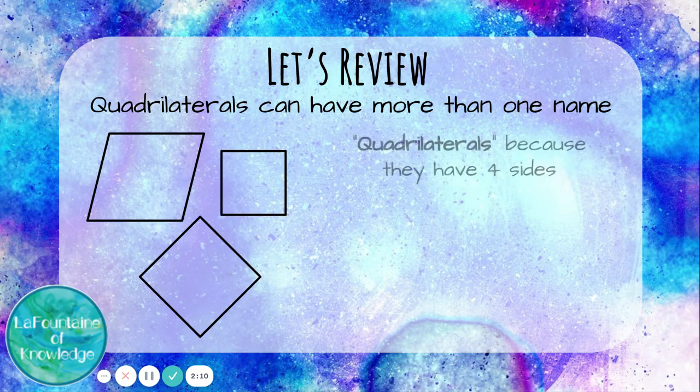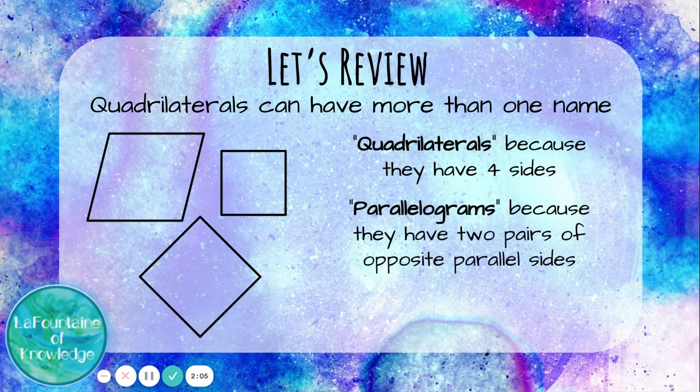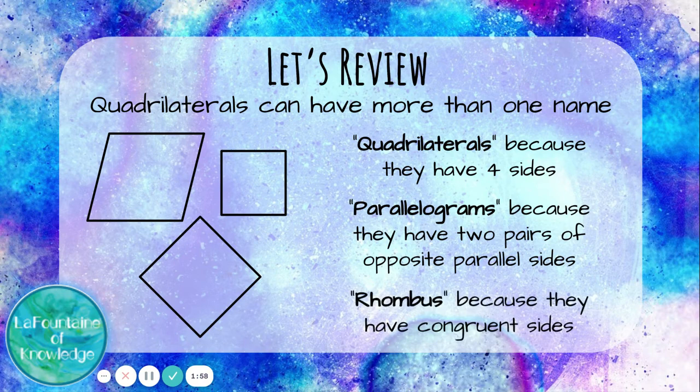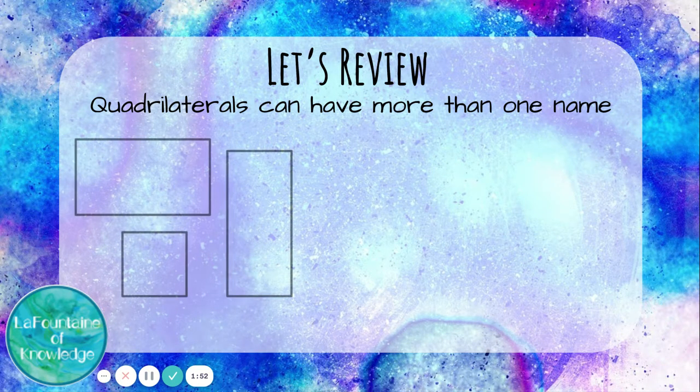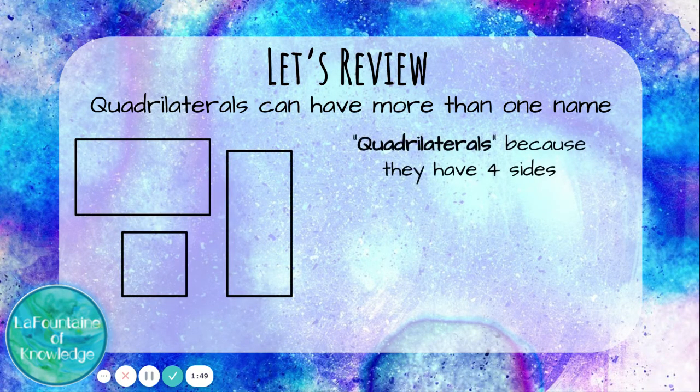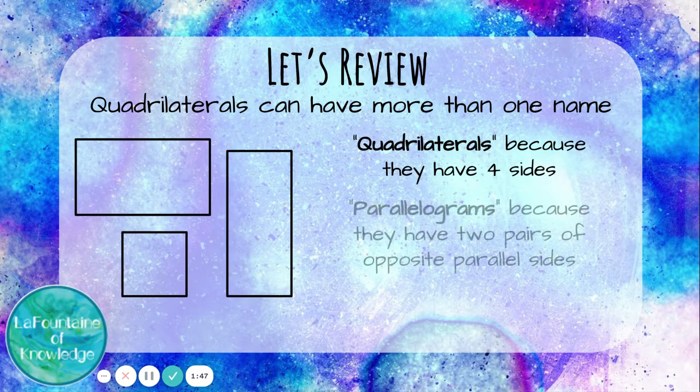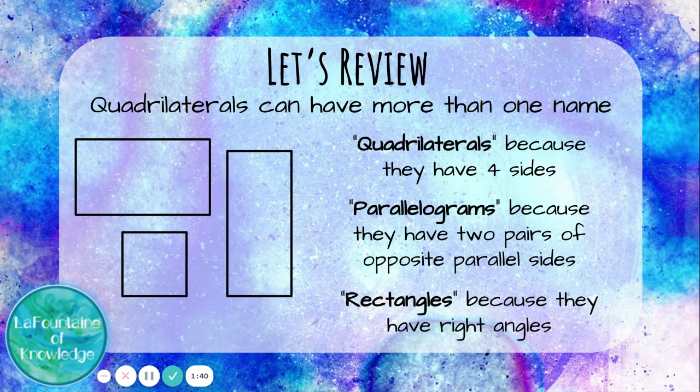These shapes are all quadrilaterals because they have 4 sides. They're also parallelograms because once again they have 2 pairs of opposite parallel sides. But we can also call them rhombus because they all have congruent or equal side lengths. These shapes are all quadrilaterals because they have 4 sides. They're parallelograms because they have 2 pairs of opposite parallel sides. And we can call them rectangles because they have right angles.